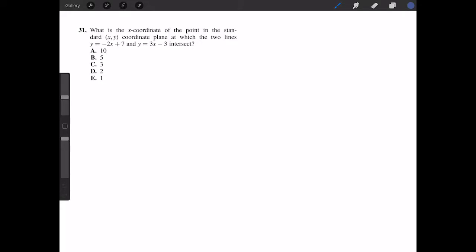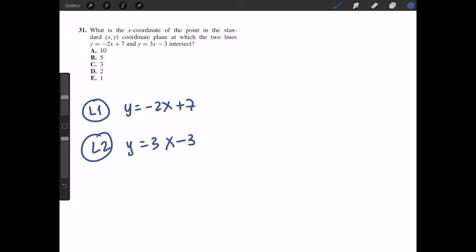For problem 31, it reads, what is the x-coordinate of the point in the standard x, y coordinate plane at which the two lines y equals negative 2x plus 7 and y equals 3x minus 3 intersect? So the first thing we should know is that line 1 is y equals negative 2x plus 7. Line 2 would be y equals 3x minus 3.